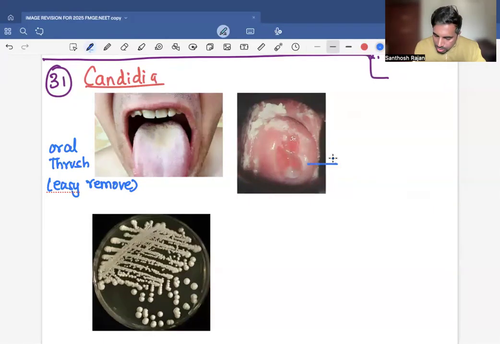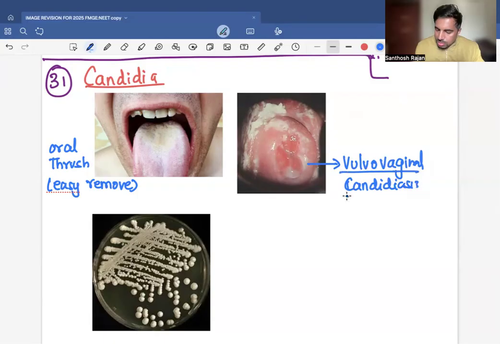Okay. Now this is a curdy white discharge. This is vulvovaginal candidiasis, which is also very important. In vaginal discharge, the discharge is very curdy white, or you can call it cheesy. Cheesy vaginal discharge.